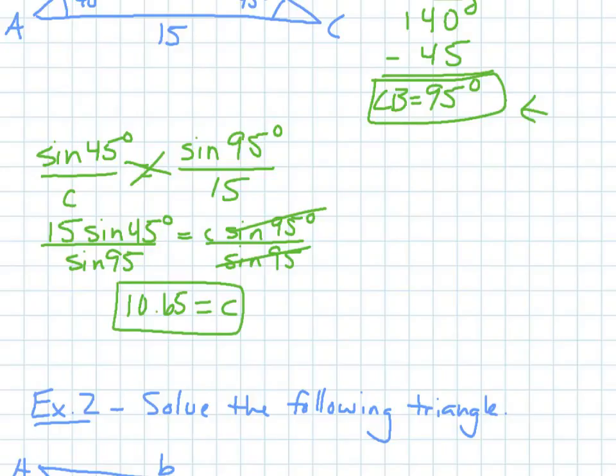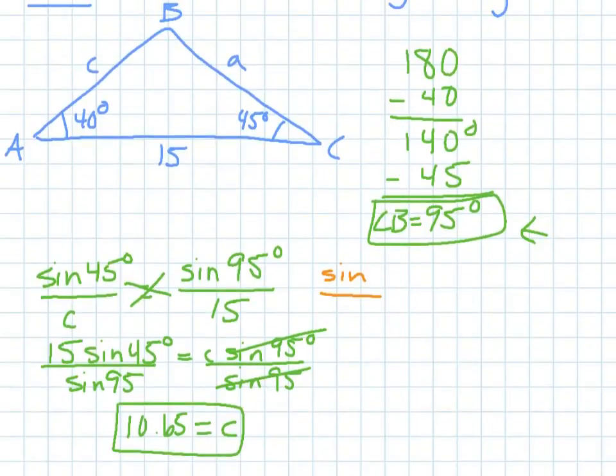We do the same thing for side A. So let's use a different color here. So sine of 40 in this case over A equals sine of 95 over 15. Now you can go and use side C and the angle of C as well, but because those aren't super exact, you may get an answer that's not exactly correct. So it might be good to use the one side and angle that you have that's exact, that you started with, to find your values.